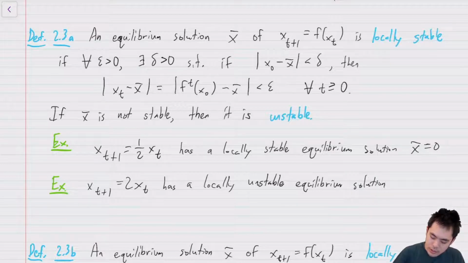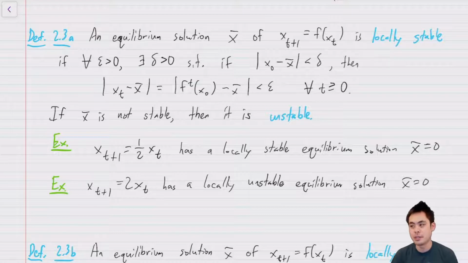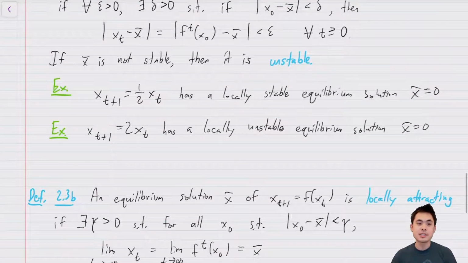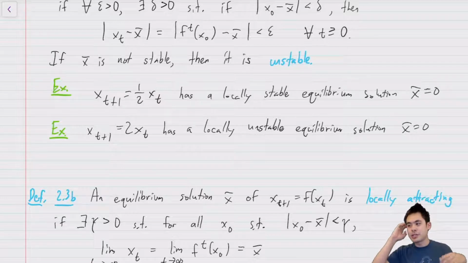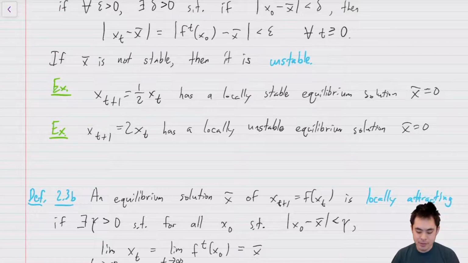And it's the same solution, x bar equal to 0, because you plug in 0 and multiply by 2, you still get 0. However, the difference is that this time, if you start away from 0, you keep on going further away. So this is a very trivial example of an unstable solution. There are going to be some other more complicated unstable solutions we see later, but this is one of the simplest possible ones.